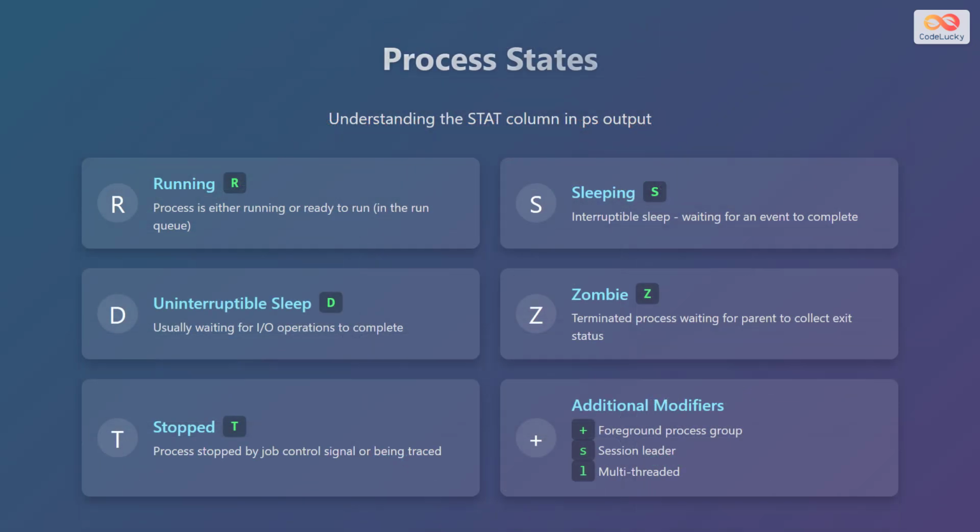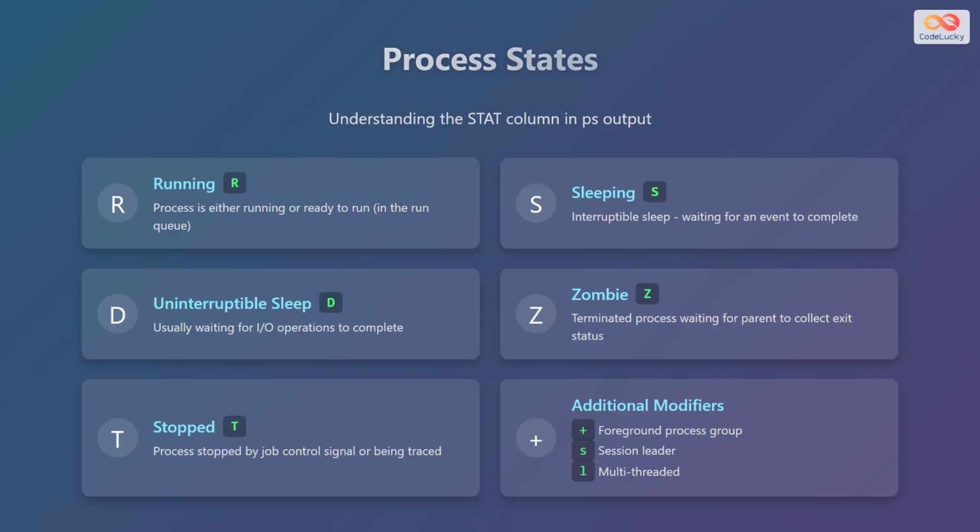Let's explore the different process states, which are indicated by the STAT column in the ps command output. R, which stands for running, means the process is either running or ready to run, and is in the run queue. S, which stands for sleeping or interruptible sleep, means the process is waiting for an event to complete. D represents uninterruptible sleep, usually waiting for input or output operations to complete.